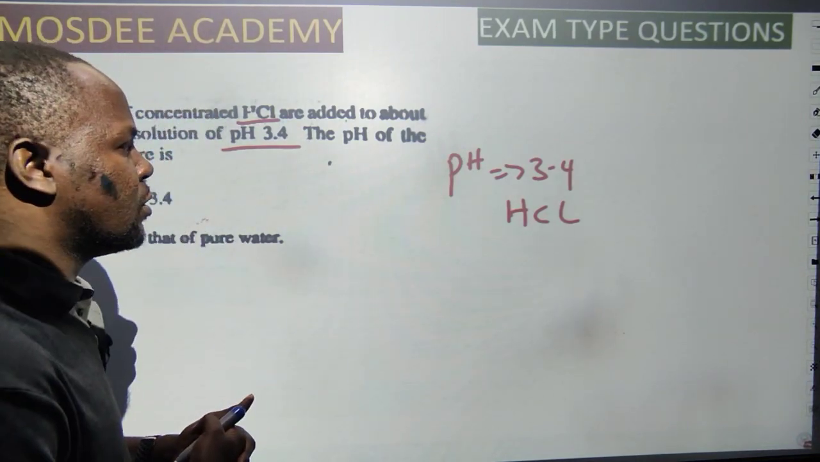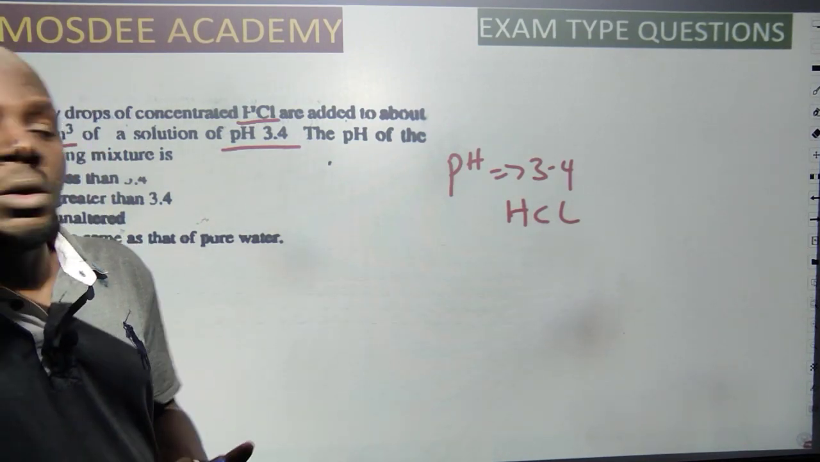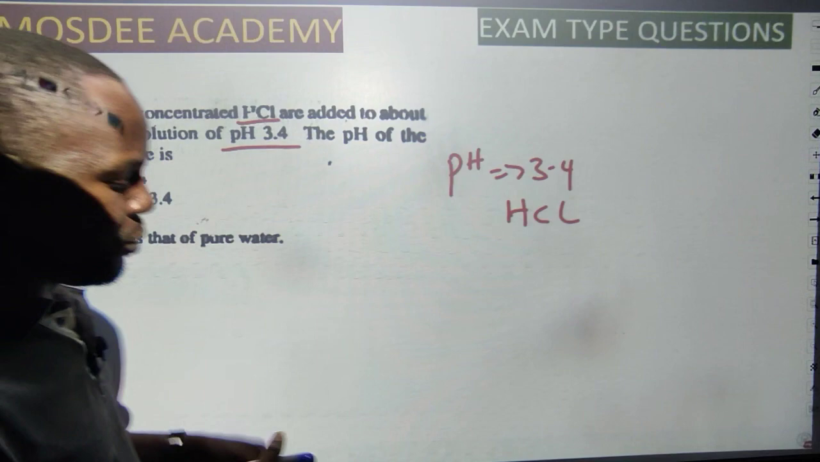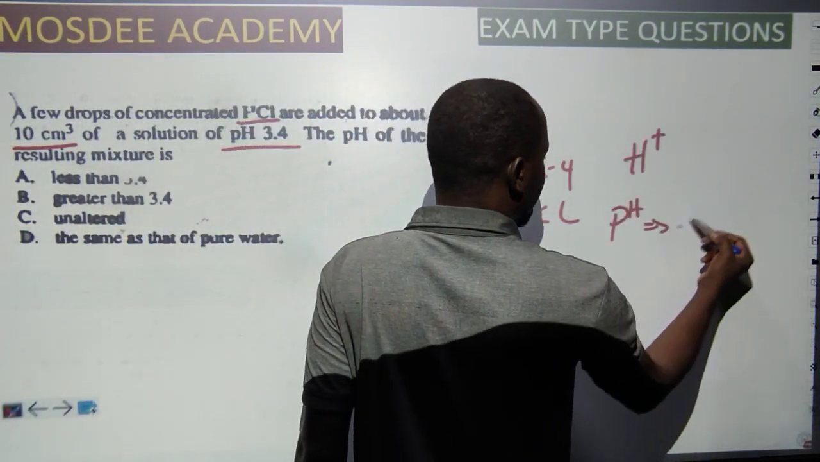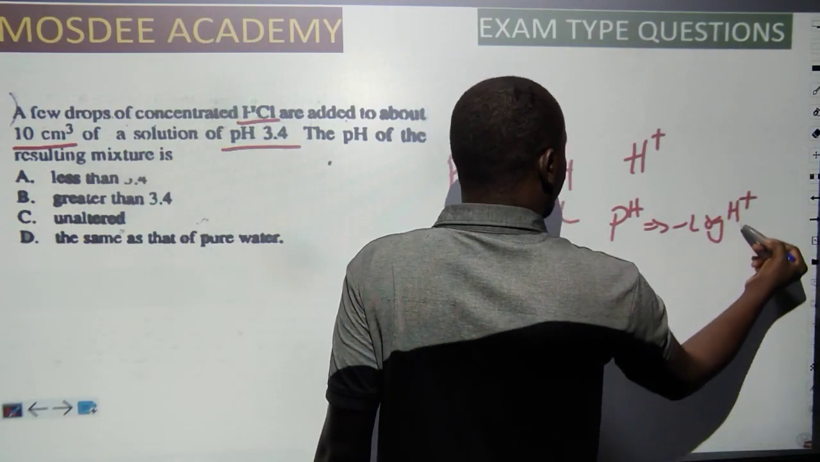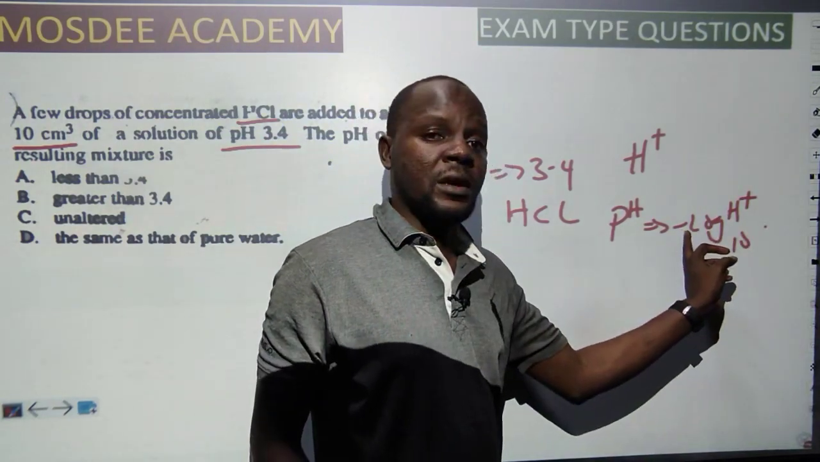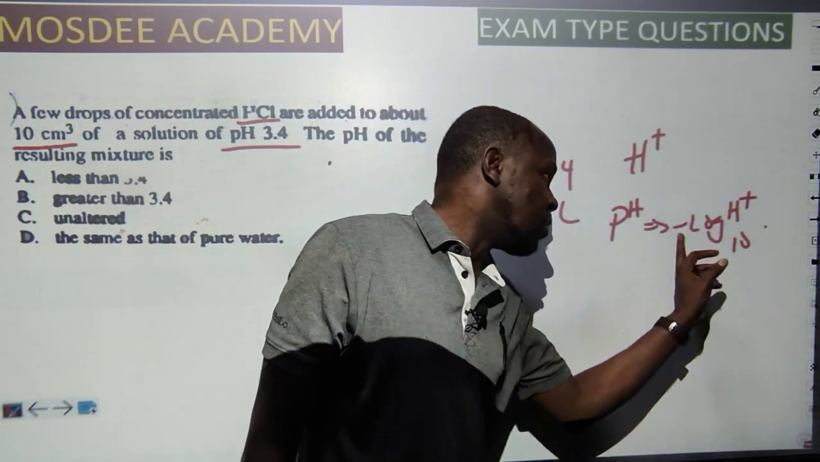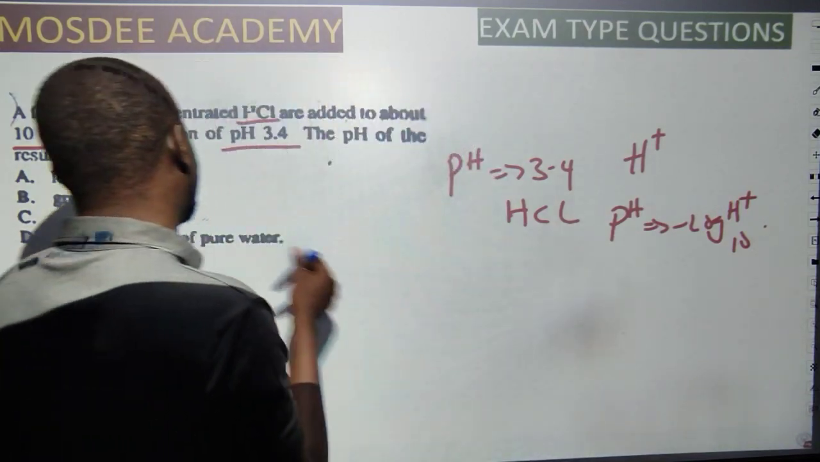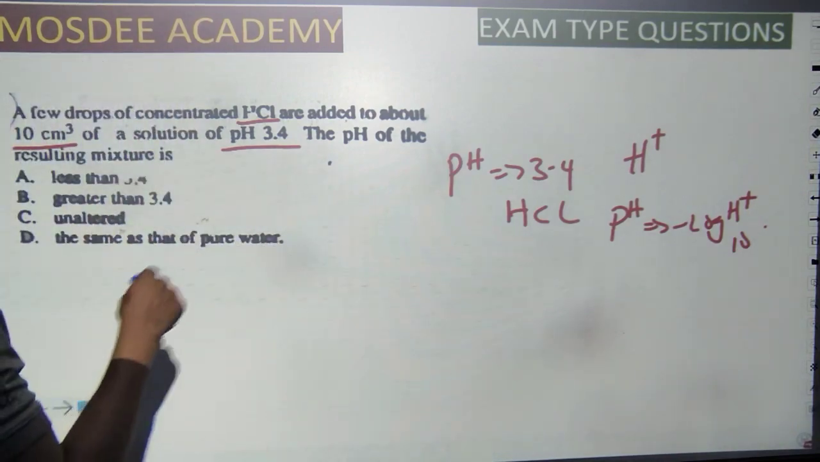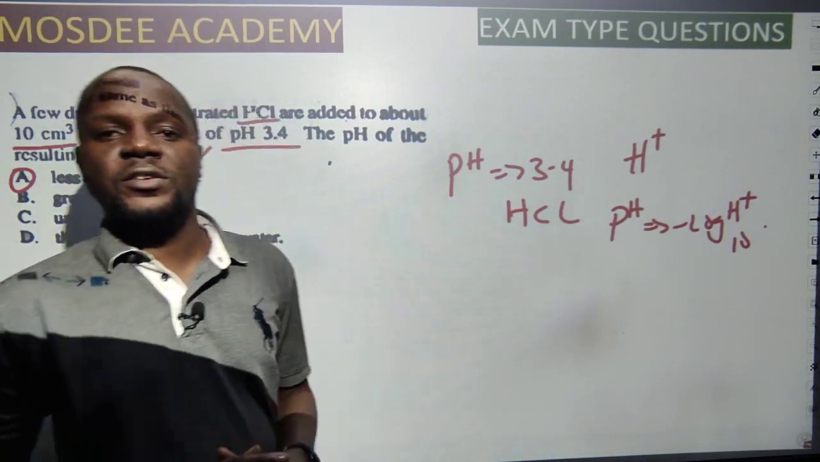So if more hydrogen ion is produced, what do you expect? It means it will be more acidic. When more hydrogen ion is produced, I told you the formula for pH is minus log of hydrogen or hydronium ion to base 10. So it will produce more hydrogen ion. When it produces more hydrogen, what happens to pH? The pH will reduce because of this minus sign. I talked about that in the concept. So it will be less than that. Always keep that in mind. The pH will go down, so it will be less than 3.4. Please, that is how to solve questions on this topic.